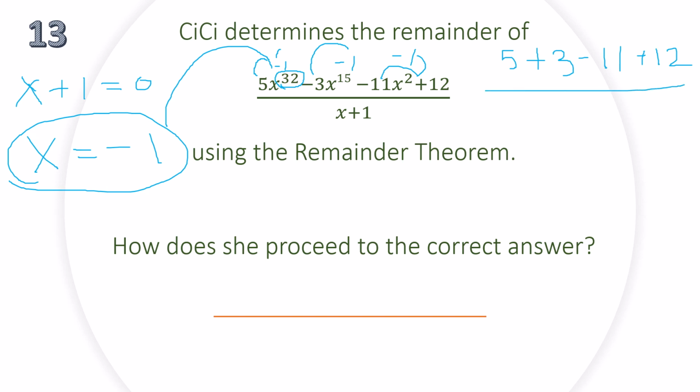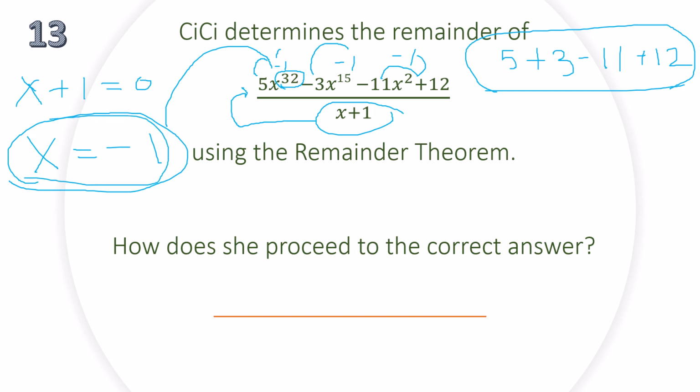Remember, we don't have to look at the denominator. That was going to give us 0. We're just going to look at the numerator, and that will tell us what our remainder is. So add that together. 5 plus 3 minus 11 plus 12 is 9. So when she simplifies this, she's going to first of all take the divisor, what she's dividing into the numerator, set that equal to 0 and solve for x.